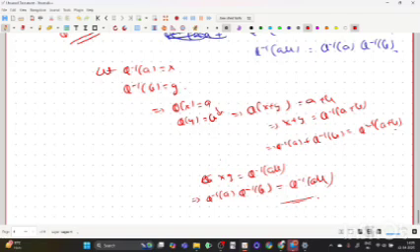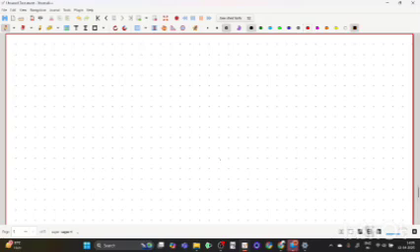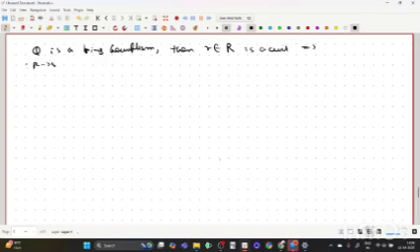Got it? Okay, fine. Let's continue. Something which we can again observe is that if phi is a ring homomorphism, from R to S, then r in R being a unit implies phi of r is a unit, obviously in S. How can I prove this?